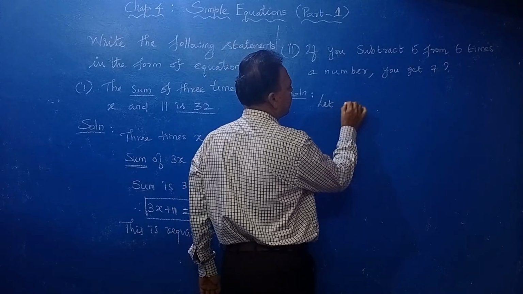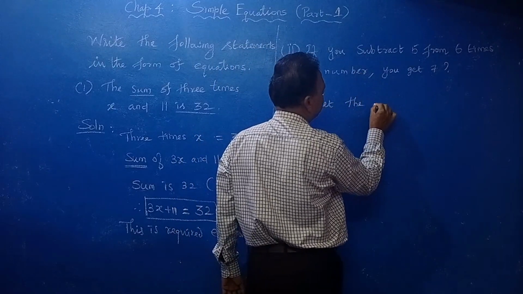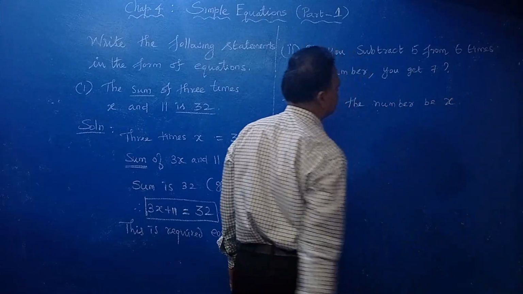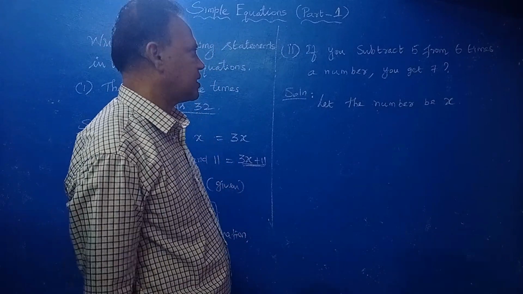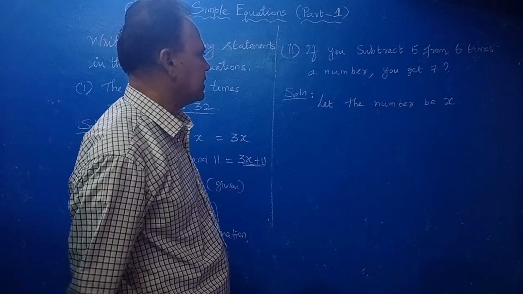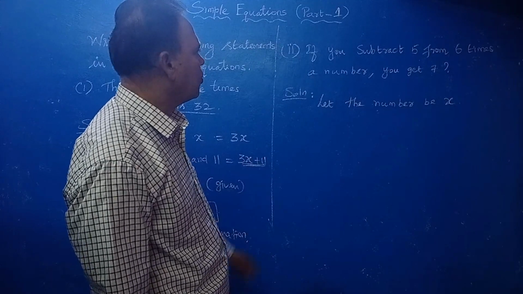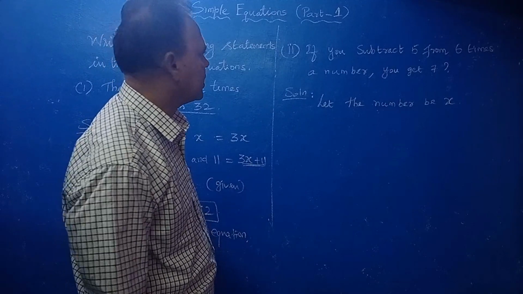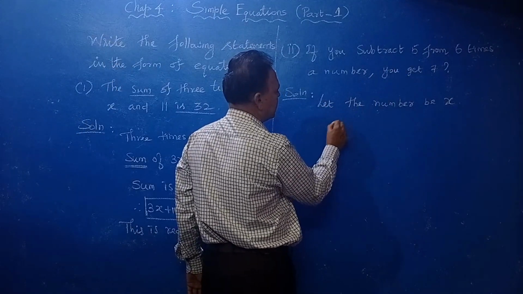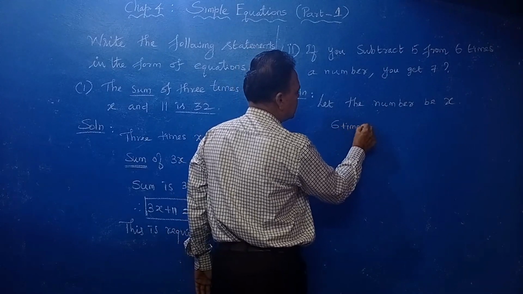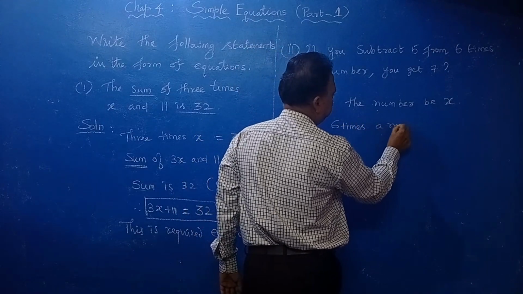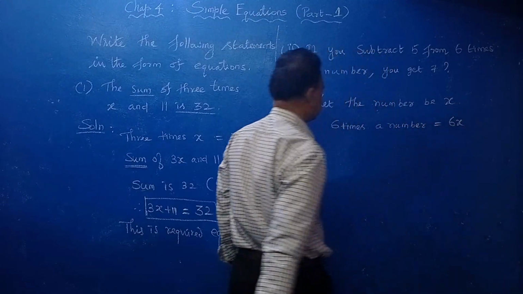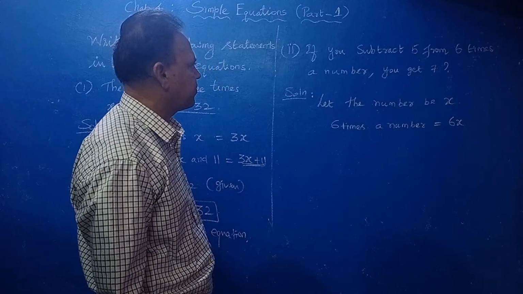Let the required number be X. You can take X, or Y also, anything you can take. Now here, if you subtract 5 from 6 times a number, first we find 6 times a number. 6 times a number is equal to 6x.